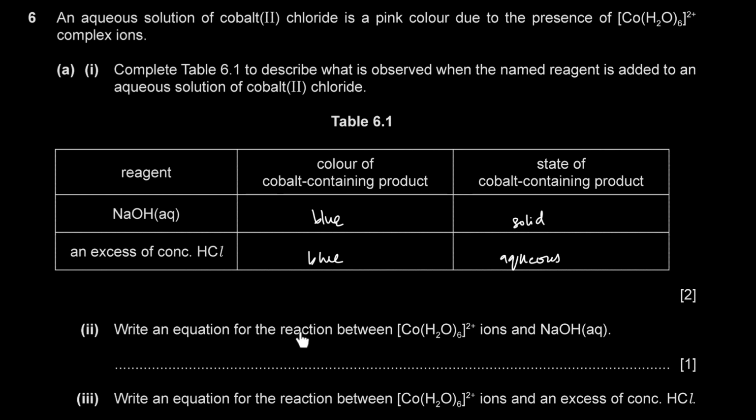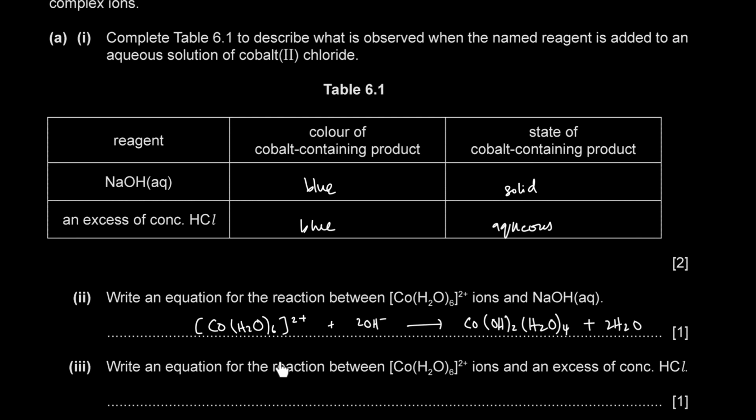Write an equation for the reaction between cobalt hexaaqua ions and sodium hydroxide aqueous. So here we just have Co(H2O)6 2+ reacting with hydroxide ions to form Co(OH)2(H2O)4. We get a neutral precipitate, and we get 2H2O. You can write down the simplified equation, where we just have Co(OH)2, and then we'll have 6H2O.